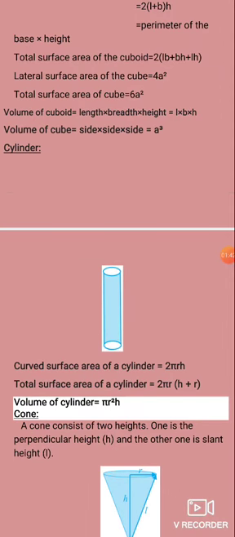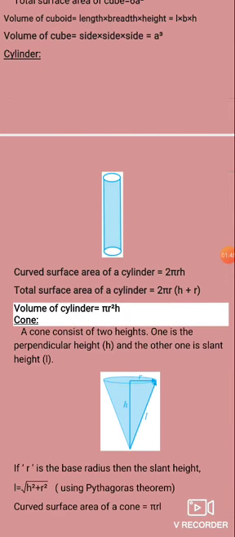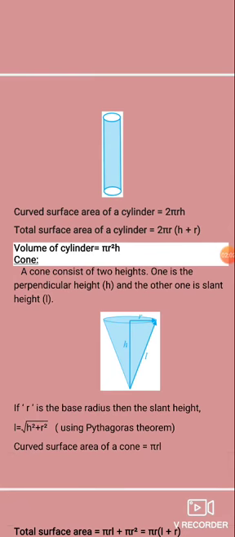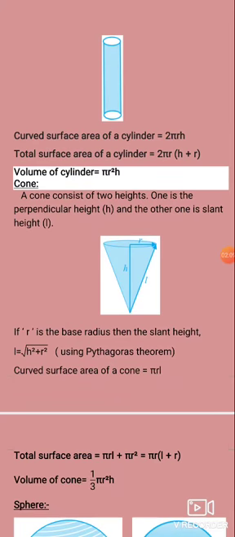Next solid is cone. So we know cone has two heights. One is a slant height and the other one is a perpendicular height h. To find the slant height, l is equal to root of h square plus r square using the Pythagoras property. Now the curved surface area of the cone is equal to pi r l and total surface area of the cone is equal to pi r l plus pi r square. So we can take pi r as common, remaining l plus r. Next one, volume of the cone is equal to 1 by 3 pi r square h.